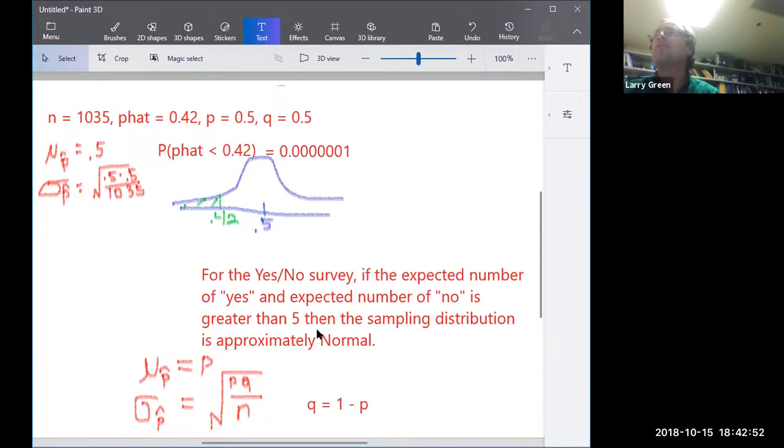Any other questions on this? Okay, so again, there's one thing I didn't check and I needed to. What is NP? In other words, what are the number of yes answers that you would expect? That's quite easy because it's 0.5 times 1,035. So let me type that in.